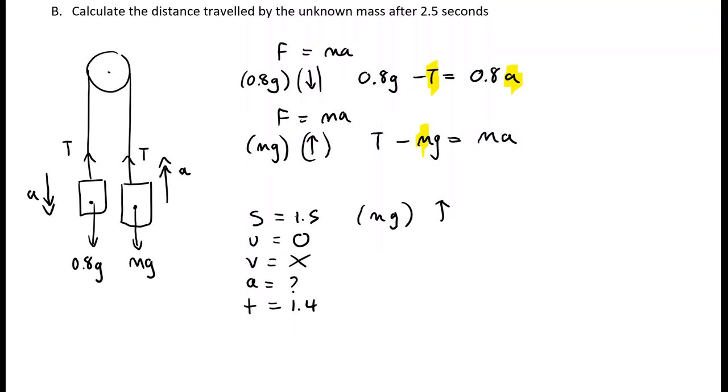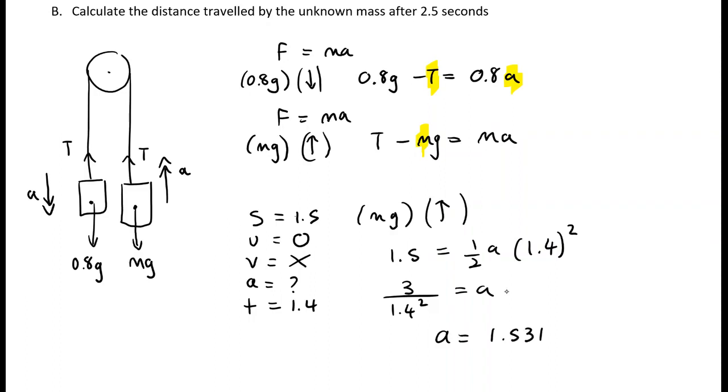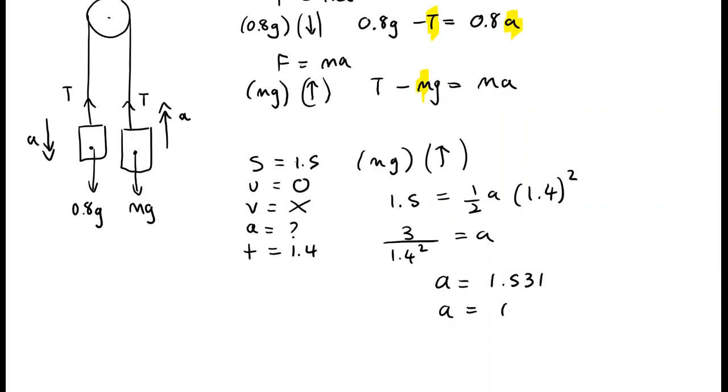If we don't know v and don't want it, we want an equation that doesn't have v, so we use s equals ut plus half at squared. Because u is 0, we don't need to write ut. Then half a t squared, 1.4 squared. So 3 over 1.4 squared is a. So a is equal to 1.531. 1.53 meters per second squared.